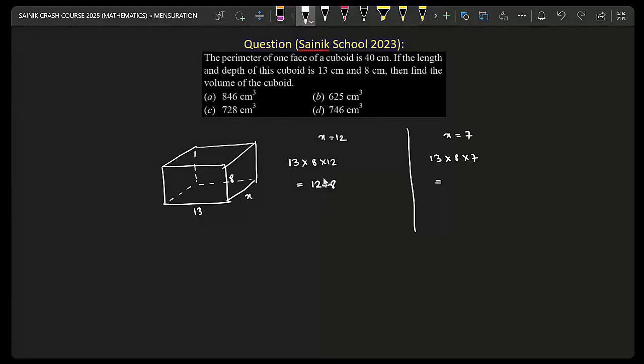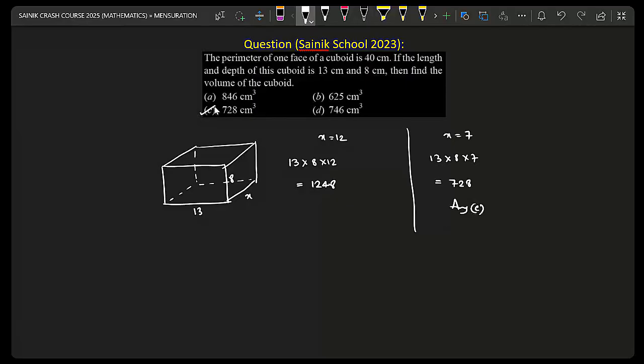Sir, the second one. Sir, 728. Yes, 728. So which one is available in the options for us? Sir, 728. We have to go with this option only.